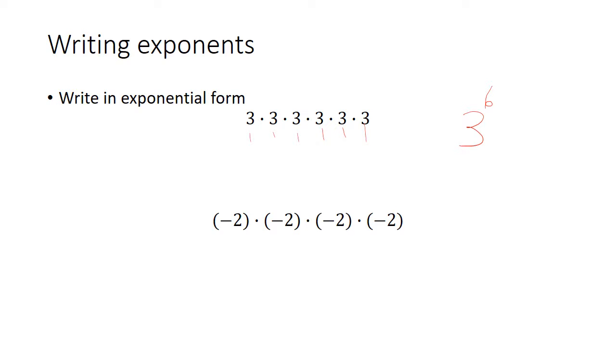Let's try this one. What number is repeated multiple times? It's -2. We're going to keep that negative inside the parentheses because it changes the whole problem if the negative is on the outside of the parentheses. It's not a negative with a whole bunch of 2's. It is a -2 that is being repeated. And how many times is it repeated? It's 4 times. So this would be -2 to the 4th power.